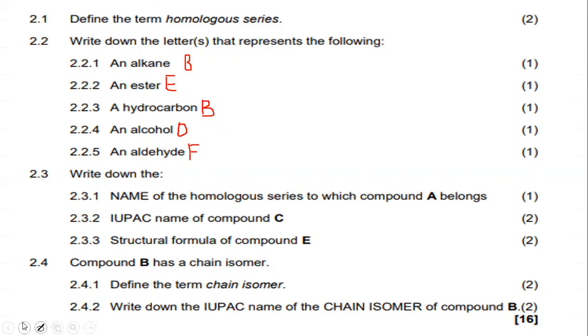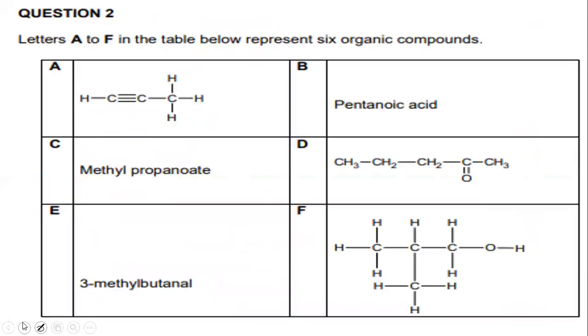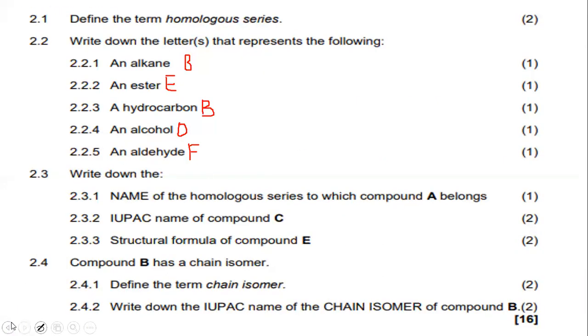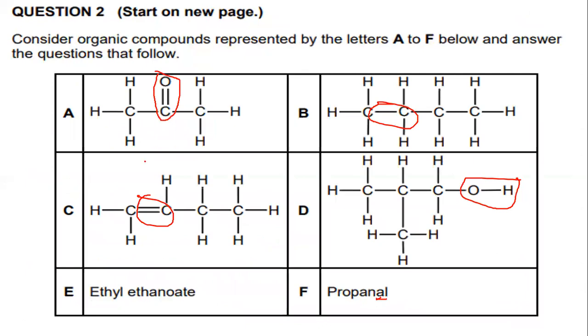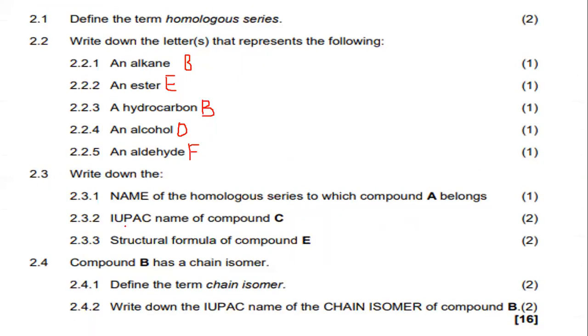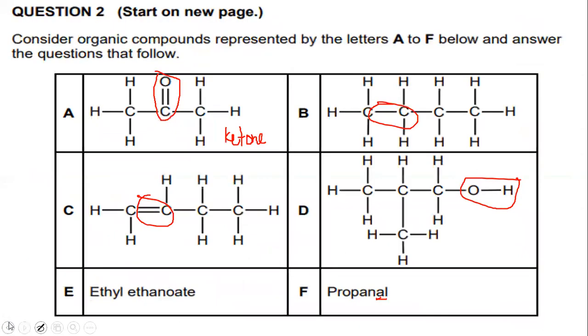Now they want the homologous series to which compound A belongs. You look at it, not this A, sorry. Now this one we know, it's a ketone. Okay, just come here and say, I know this one, it's a ketone because the carbonyl group is between the two carbons. Now, the IUPAC name of C. You look at C, right, C. There it is.